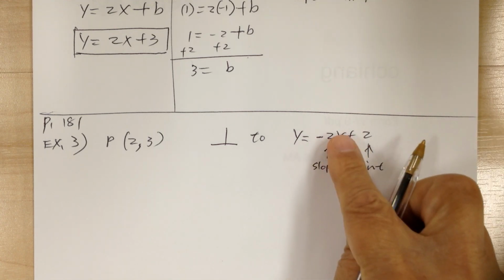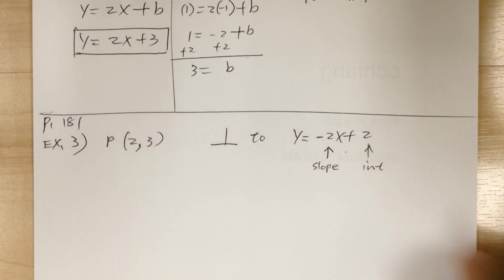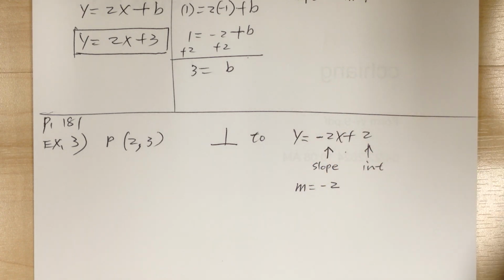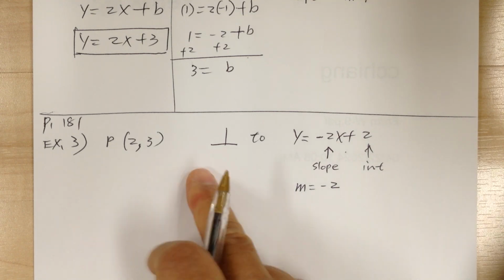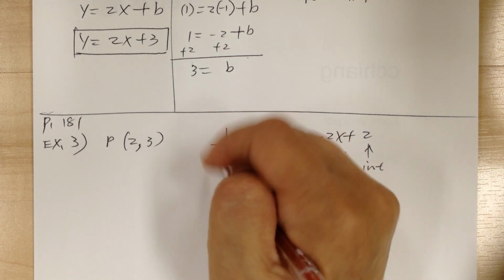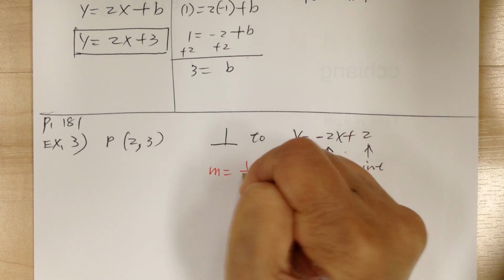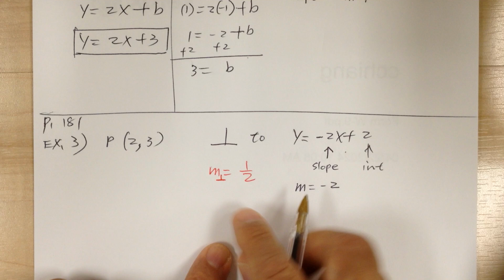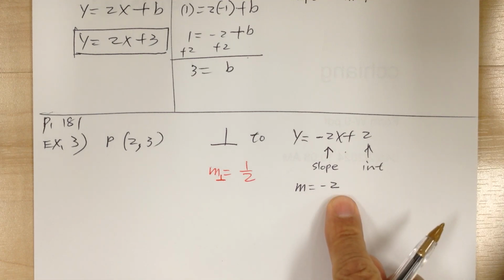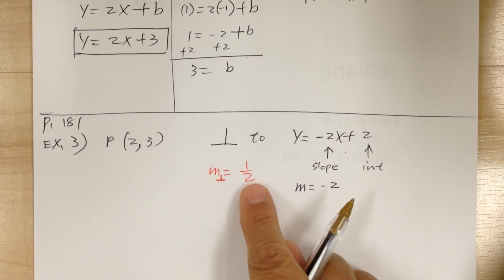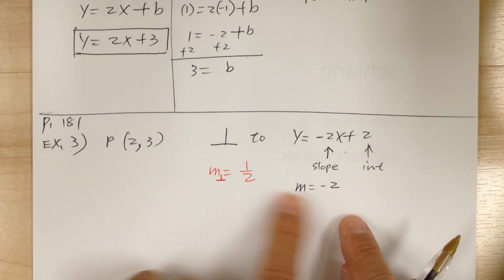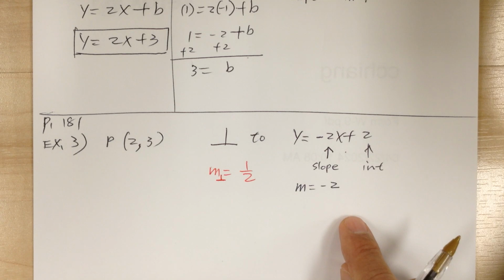Now, if it's perpendicular to that, I'm going to use a red color. Right now your slope equals -2. The perpendicular line will have a slope of 1/2, because it's the negative reciprocal. Negative means the sign becomes opposite and you flip it over.